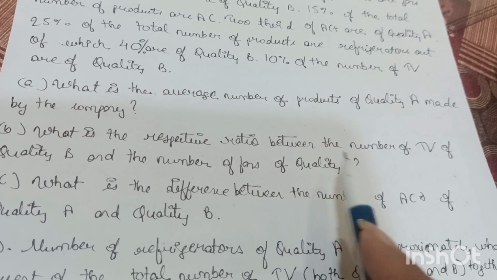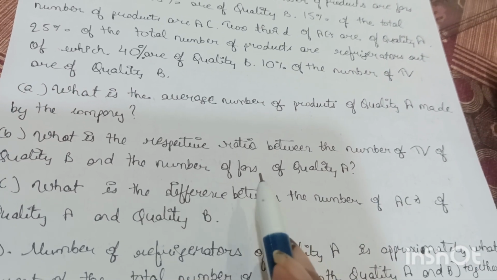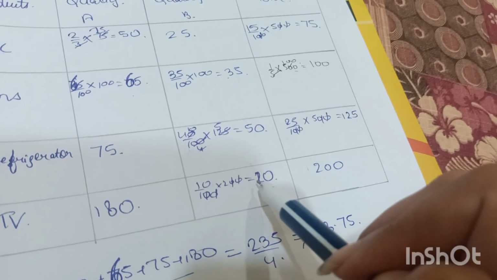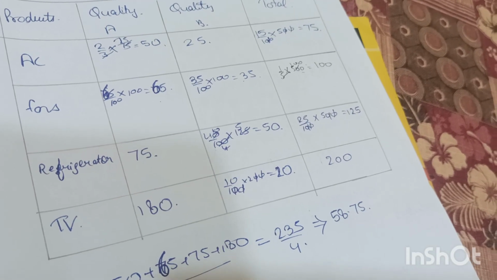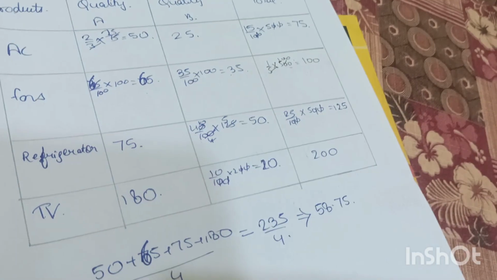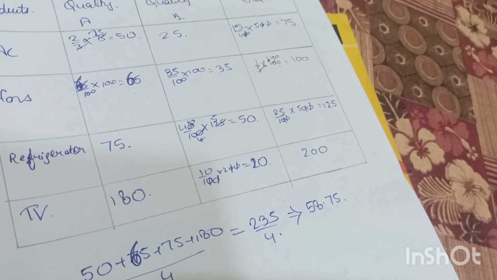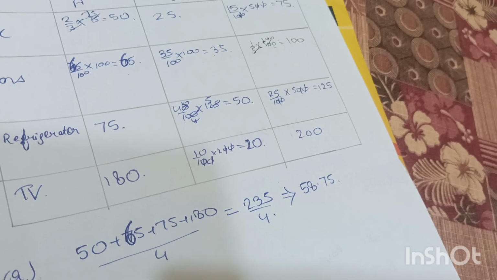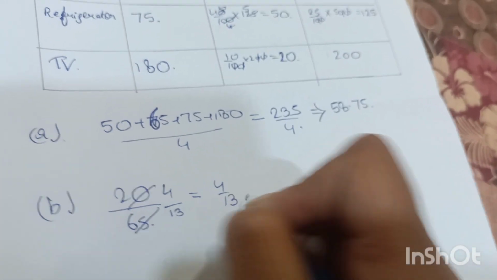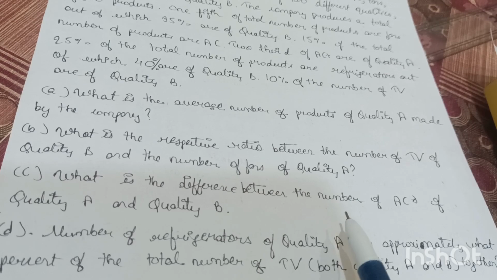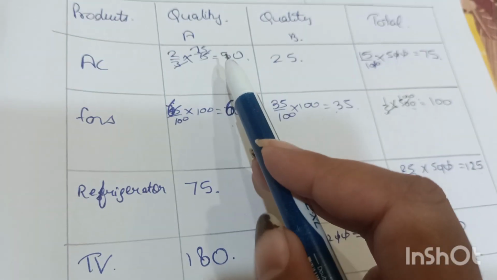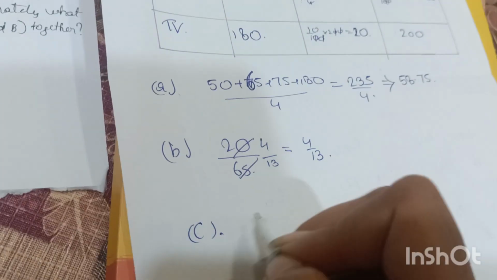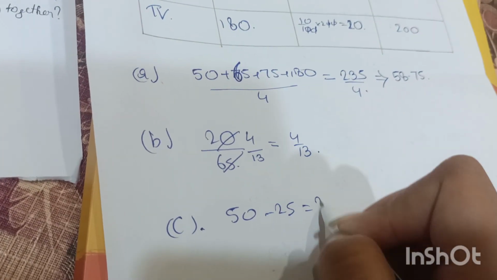Then we have to find the ratio of TV of quality B and number of fans of quality A. TV of quality B is 20 and fans of quality A is 65. When you cancel it out, you will get the value as 4 upon 13. Now, what's the difference between the number of AC of quality A and quality B? 50 minus 25, we'll get the value as 25.